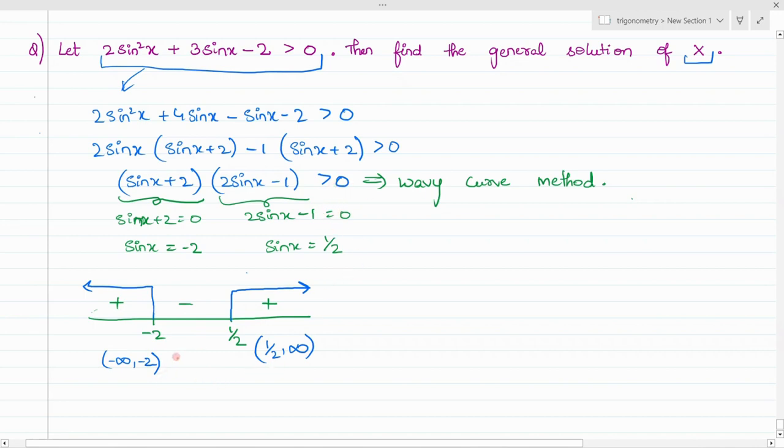But can sin x be equal to minus 2? Is this true? It doesn't have any solution because the range of sin x is just minus 1 to 1. So this can't give any solutions. So the remaining is sin x greater than half. To solve this, we need to take a sin x graph and then we can find the solutions of x.